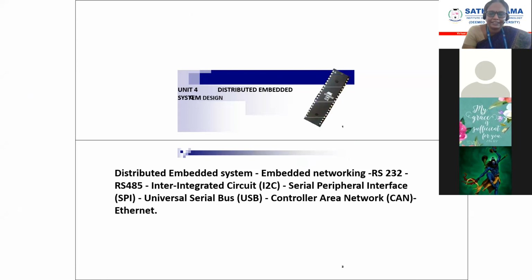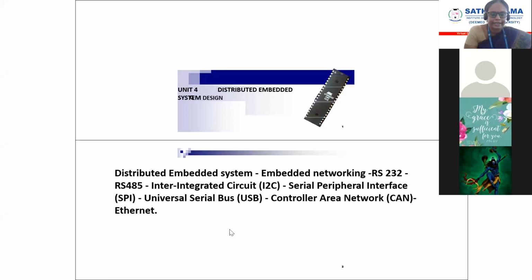We have seen in detail how the line and receiver are there, what the pins are, how the communication is happening between these two, and what the difference is between the two. Now today we will see what a distributed embedded system and embedded networking are. Other serial communication protocols, I2C, SPI, USB, we will discuss in the next classes. Today our focus is distributed embedded system and embedded networking.